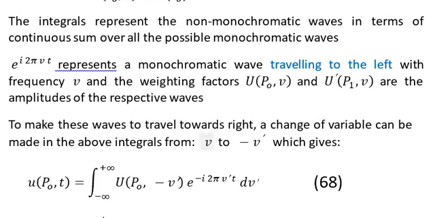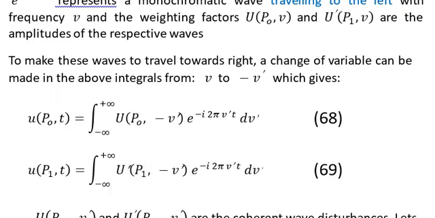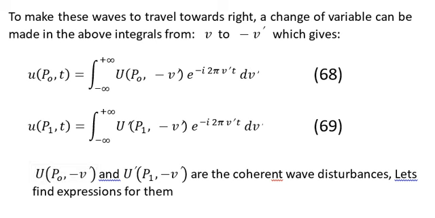To make these waves travel towards the right, a change of variable can be made in the above integrals from nu to minus nu prime, which gives the following. So what we have done is that we have just made a change in the frequency, labeled by minus nu prime. And due to that, when we introduce nu equal to minus nu prime, you have to change all the other places where you had nu to nu prime. So we have in the exponent minus iota 2 pi nu prime t, and we have d nu prime. You can calculate these values. The integrals will also change from plus infinity to minus infinity, but due to the negative sign which survives in the integrand, we have changed the limits back to their original values.